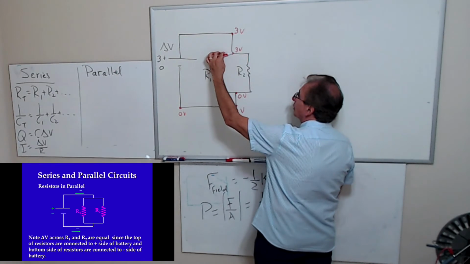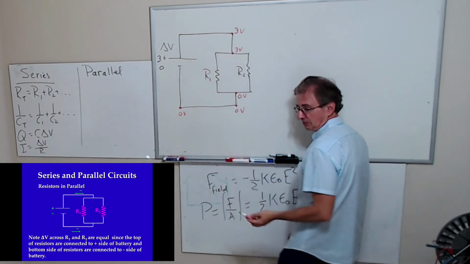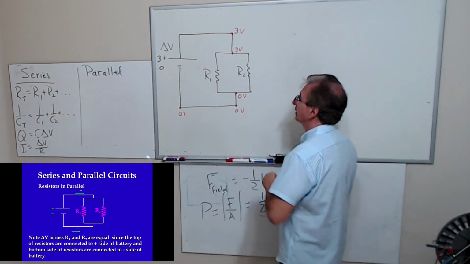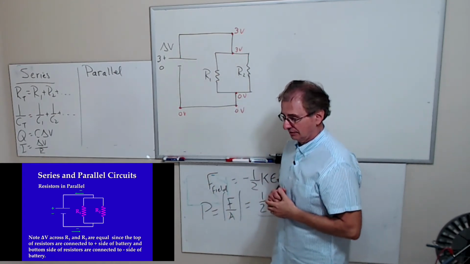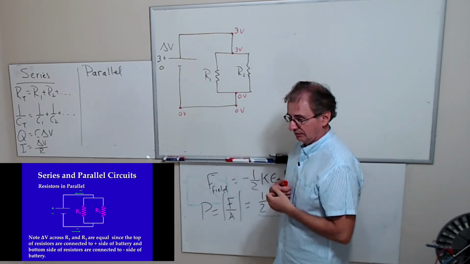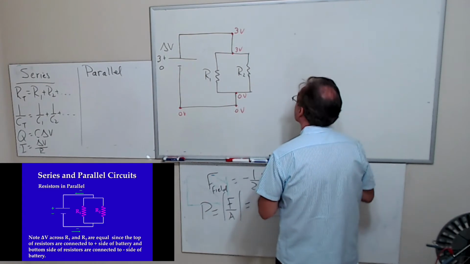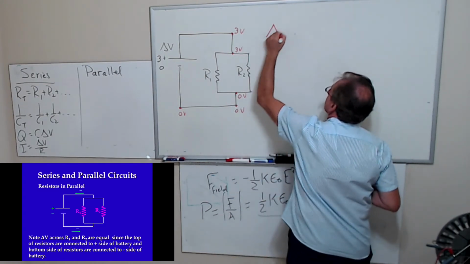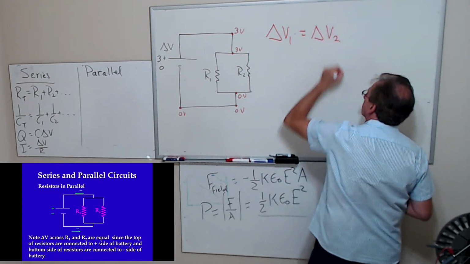So you can see right away that the voltage drop across each resistor is exactly the same. That's what it means to be in parallel. And it is equal to the battery voltage. They're in parallel. So that means that delta V1 equals delta V2.